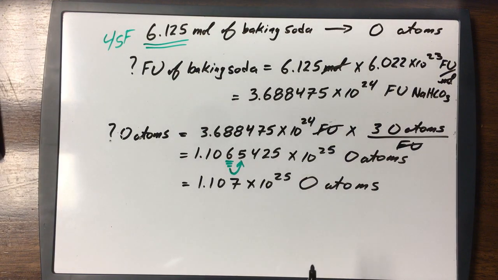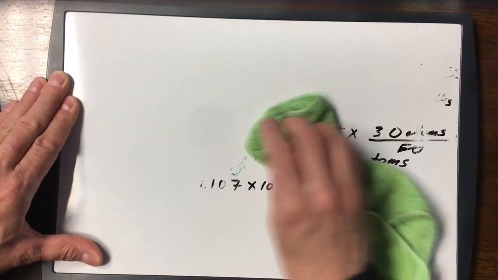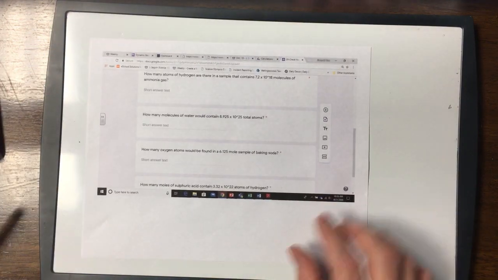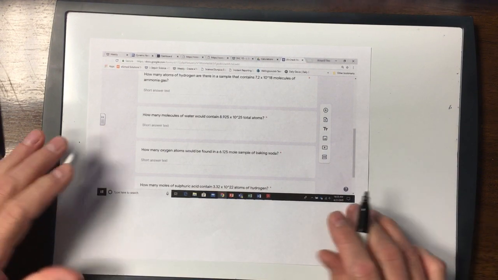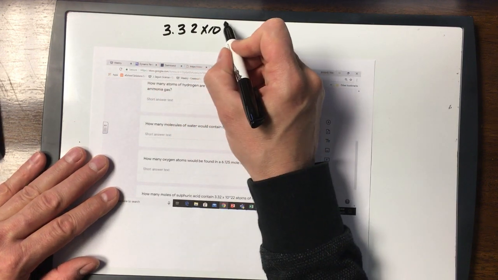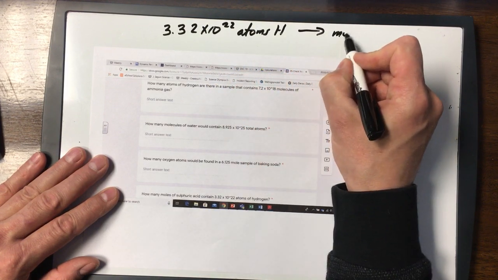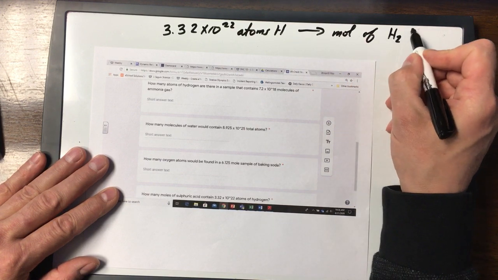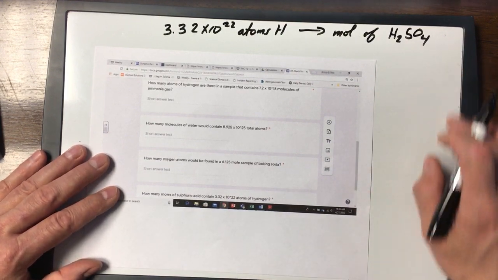Okay. The very last question just simply goes in the reverse of this question here, which is converting between smaller particles and going all the way up into moles. So the 4th question from the quiz: how many moles of sulfuric acid contain 3.32 times 10 to the power of 22 atoms of hydrogen? So we have 3.32 times 10 to the power of 22 atoms of hydrogen, and we want to go to moles of H2SO4, which is our chemical formula for sulfuric acid. Once again, the nomenclature is coming in really, really important.